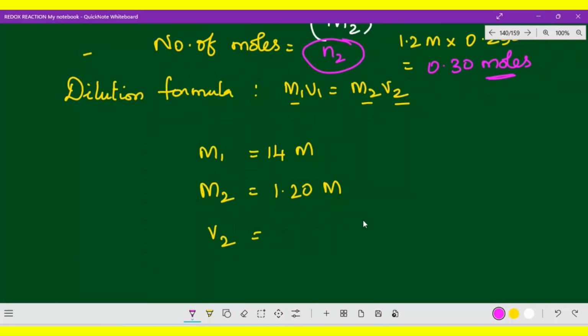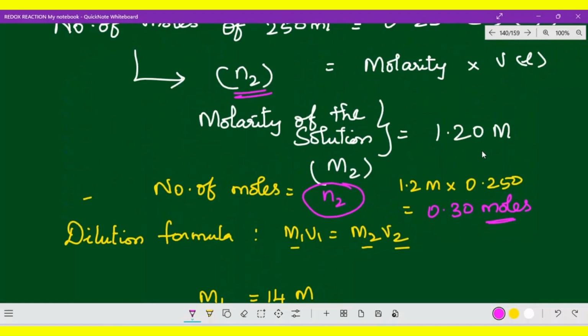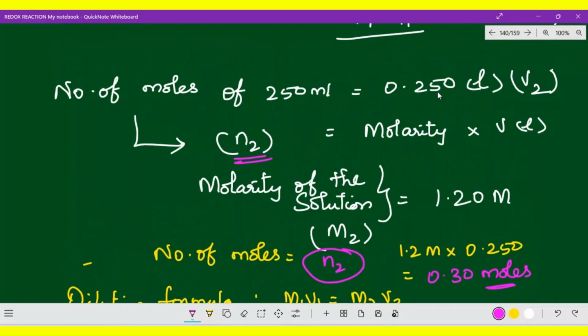As we go for it, we can keep it as mL only. So that means 250 mL. I hope you got the clarity. See, here we converted to liters. That is where I found my mistake, right? Sorry for it. Here 0.25 liter we converted.